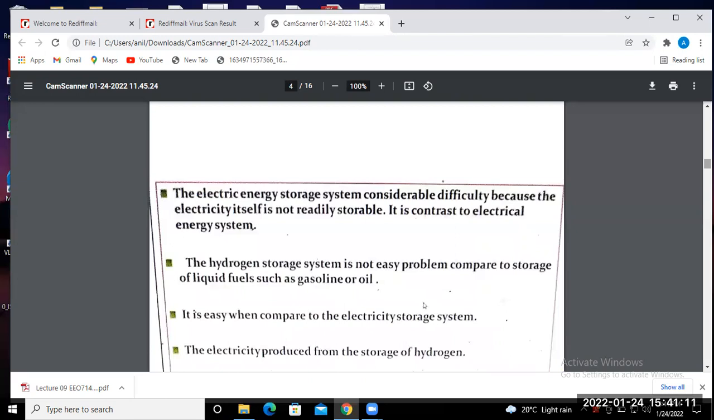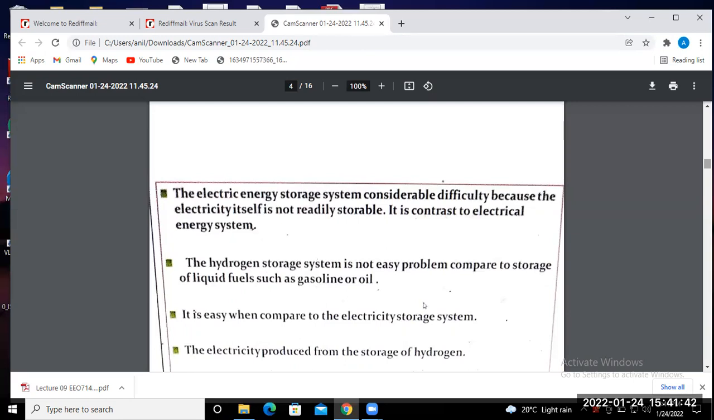So the electrical energy storage system is considerably difficult. As we know, electrical energy cannot be stored in bulk amounts. Whatever energy storage devices are available right now, we can store only a very limited amount of electrical energy. We cannot store a large amount of electrical power.